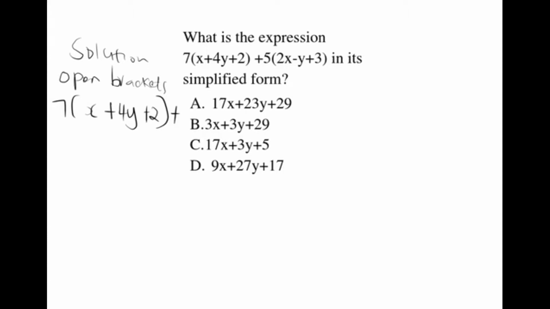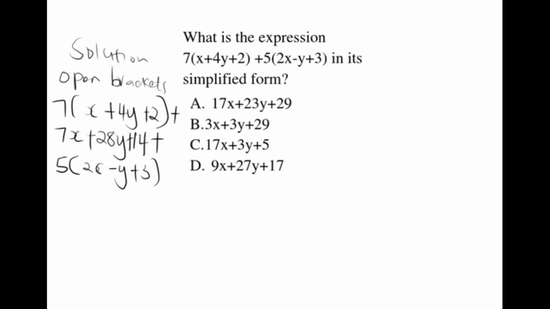We can open the first bracket. 7 times x will give us 7x, plus 7 times 4y to give us 28y, plus 7 times 2 to give us 14. Plus the next bracket, which is 5(2x - y + 3).